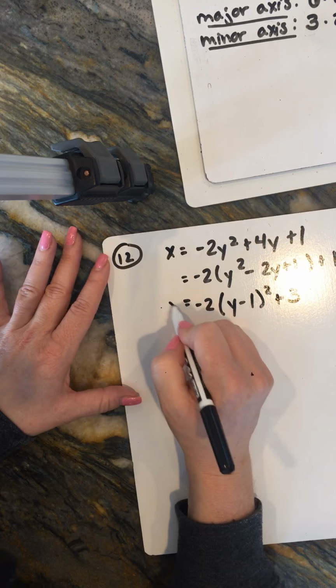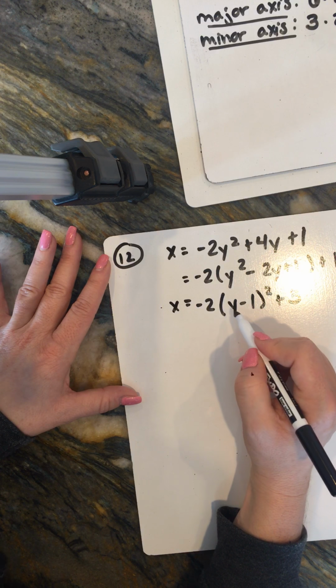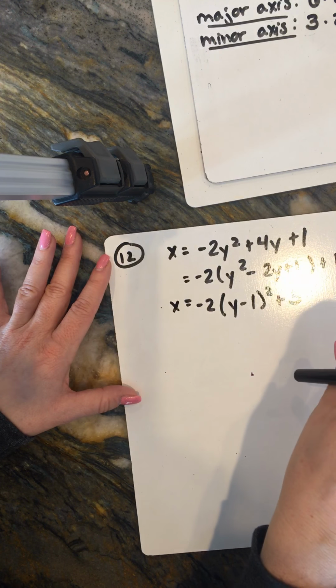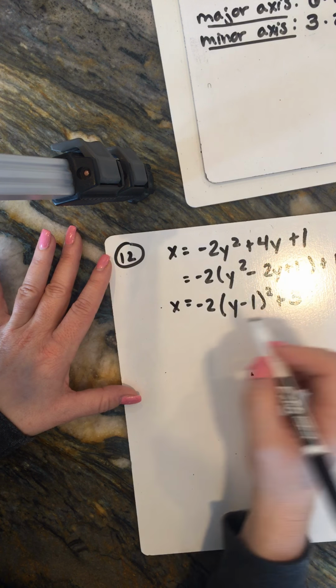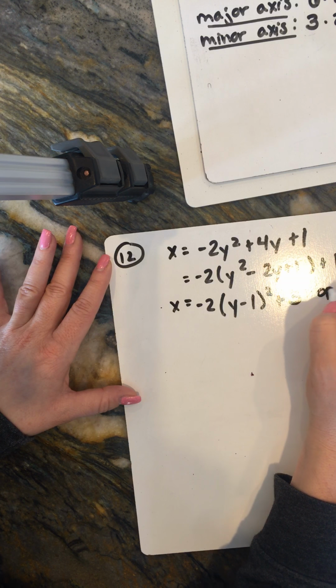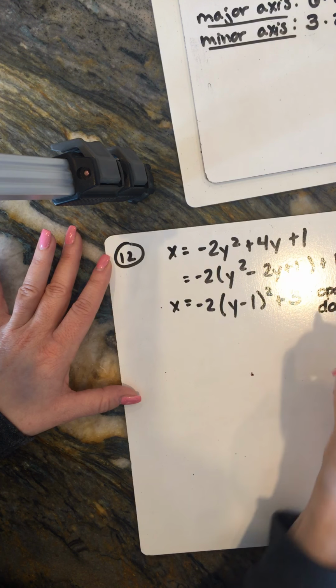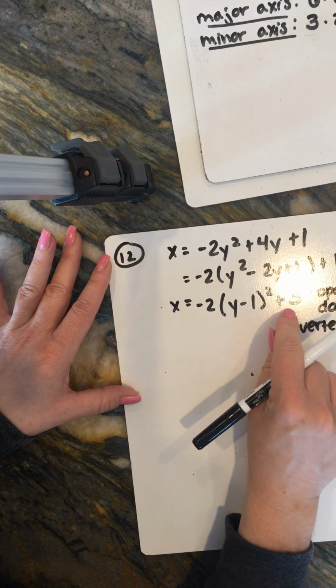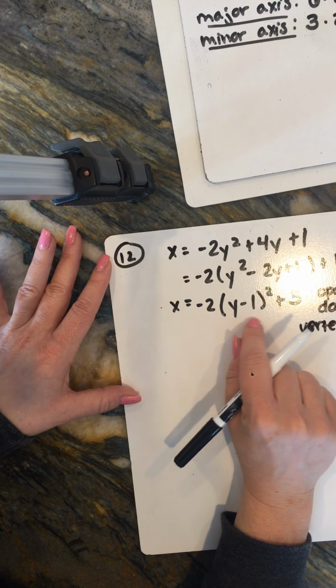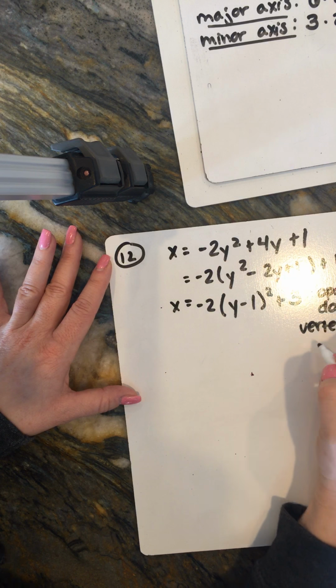So the direction of opening, this is an x equals, so we know it opens horizontally. It's going to open left because of the negative. So opens left. The vertex is located at, here's our h this time, and then our k is always stuck with the y. So our h is 3, our k is 1.